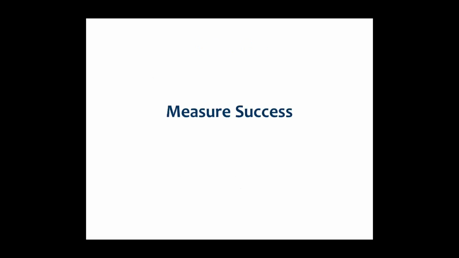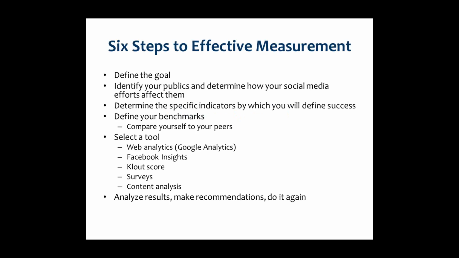The next thing you do after you've got your plan written, you've got things up and running, you have to measure success. We all love measurement. 6 steps to effective measurement, and this is for social media or for anything else really. Define the goal. Figure out what you want to do. Identify your publics and determine how your social media efforts affect them. Determine the specific indicators by which you will define success. Define your benchmarks, so compare yourself to your peers. Maybe find out what other organizations like yours in other states are doing, for example.